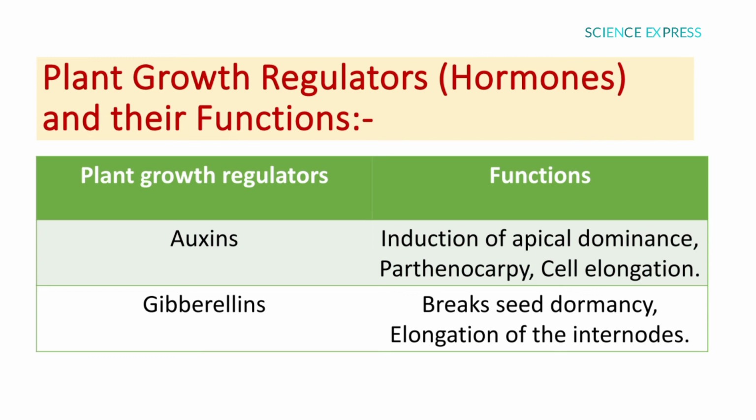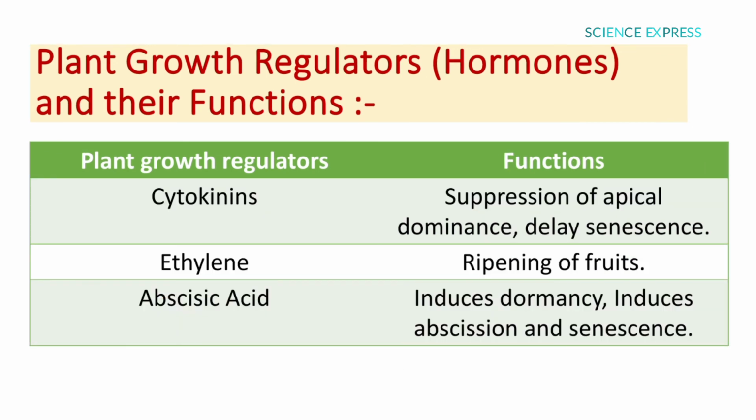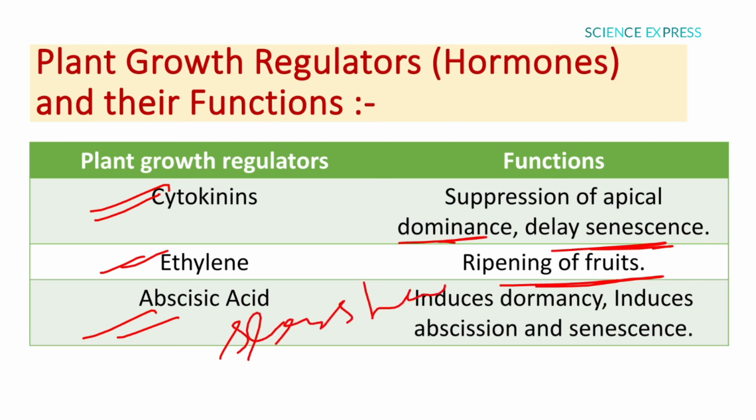Now here we have listed all the hormones in a chart with their functions. Auxin: the major functions are to induce apical dominance, parthenocarpy and cell elongation. Gibberellins break seed dormancy and cause elongation of the internode. Another growth promoter, cytokinins: suppression of apical dominance and delay of senescence. The gaseous hormone ethylene: the major function is ripening of fruits. And the growth inhibitor hormone abscisic acid, called the stress hormone, induces dormancy, abscission and senescence.